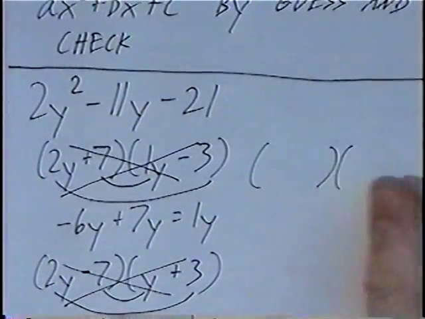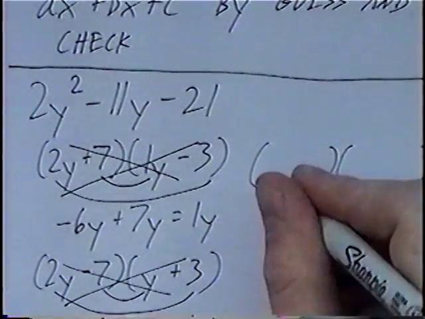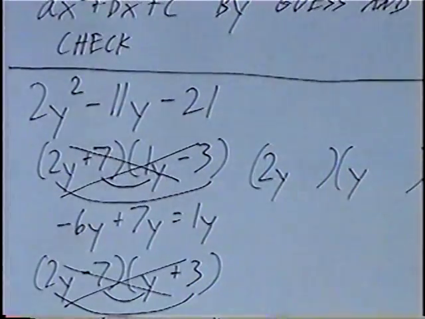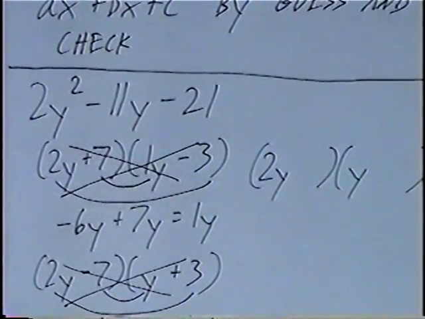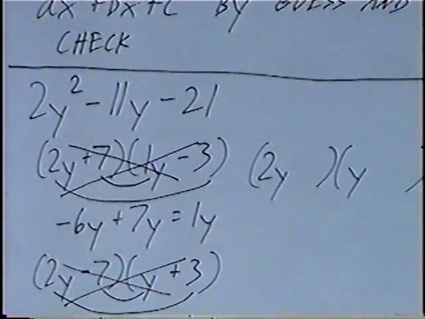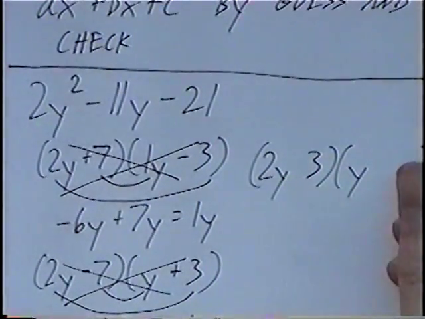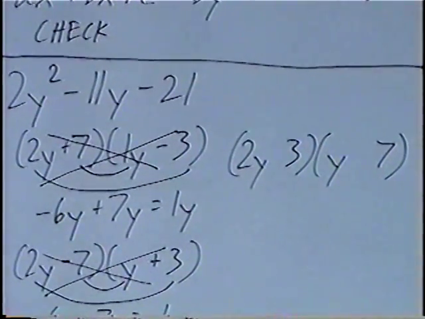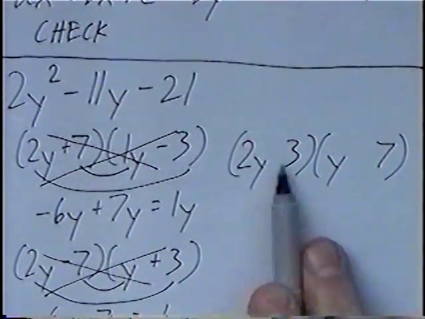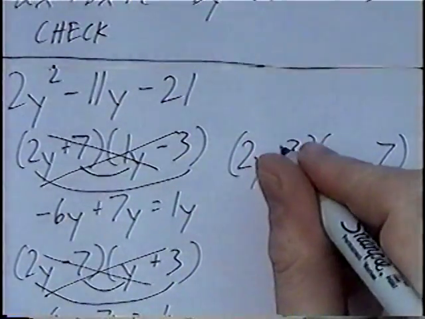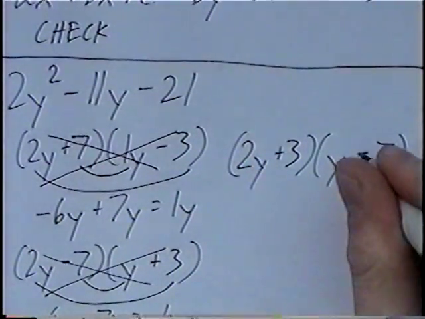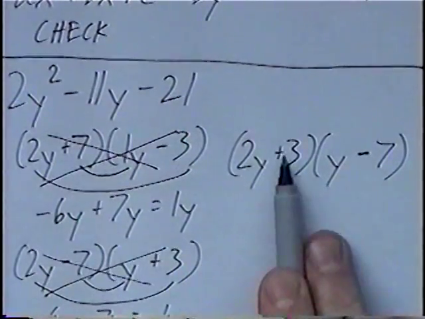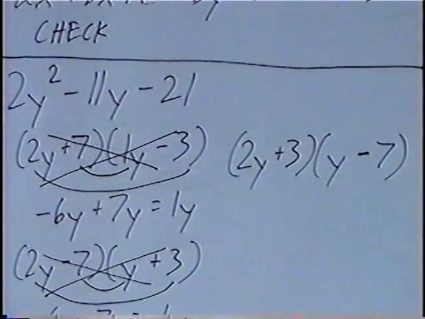Another parentheses that we could try. 2y and y will stay the same, but this time we can switch the 3 and 7 around. We can have 3 first and 7 second. And again, one has to be positive and one has to be negative. We can check the +3 and -7 first. If that doesn't work, then we can switch the signs around.